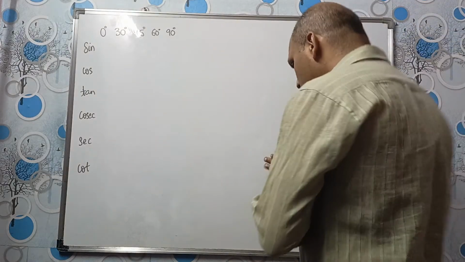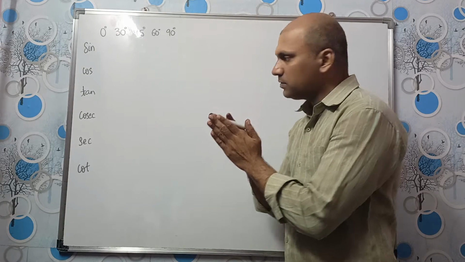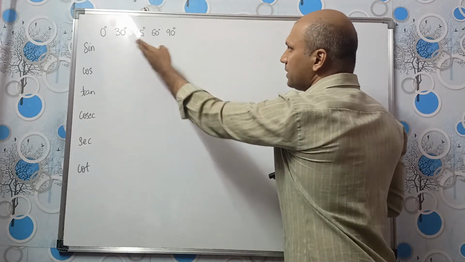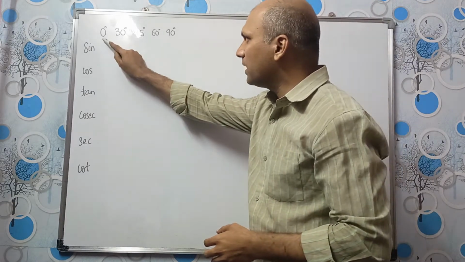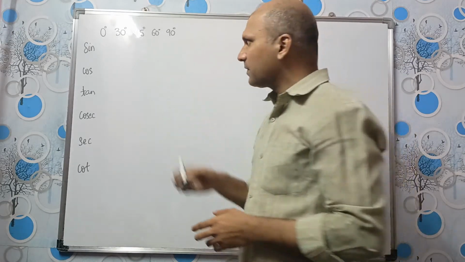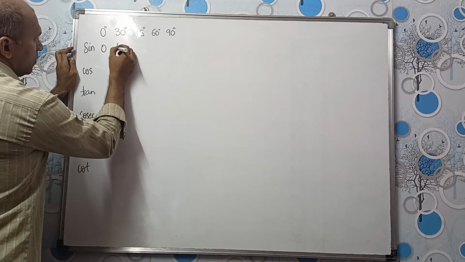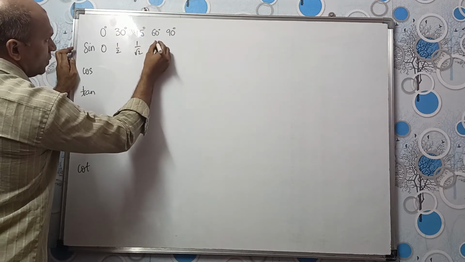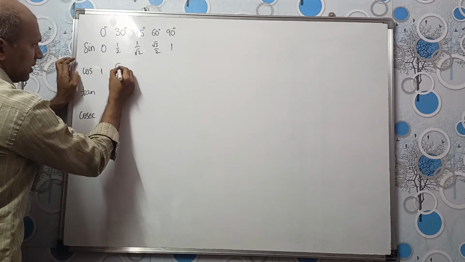Students, in this video we will learn how to write the trigonometric values table from 0 to 360 degrees. In the 10th standard we have learned how to write from 0 to 90 degrees, right? Okay. So 0 to 90 degrees, what were the values? 0, 1 by 2, 1 by root 2, root 3 by 2 and 1, and cos values were reverse of this.